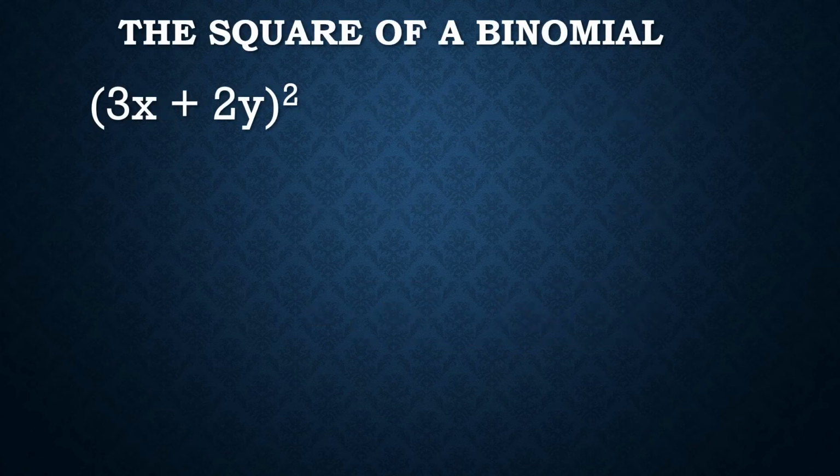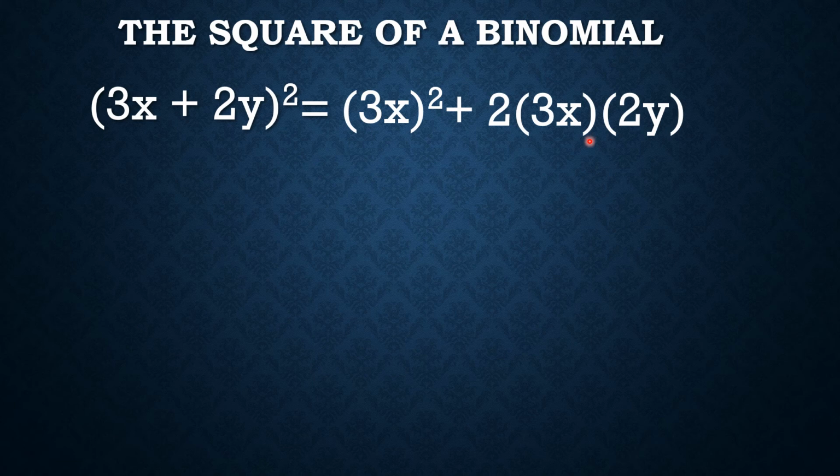How about for the next example? Same process. This is our first term, our second term. By squaring the first term, we have this. By multiplying 3x and 2y, then multiplying it by 2, we have this. Then we square the last term.